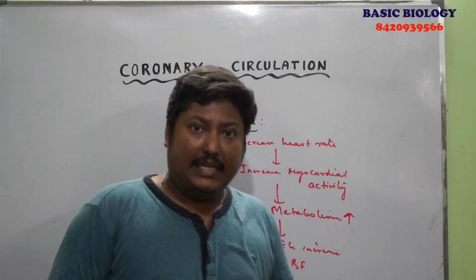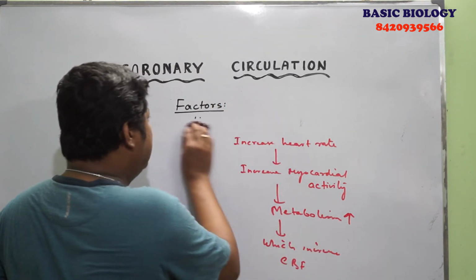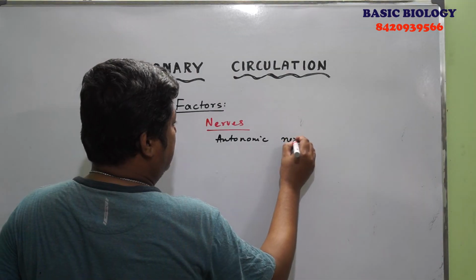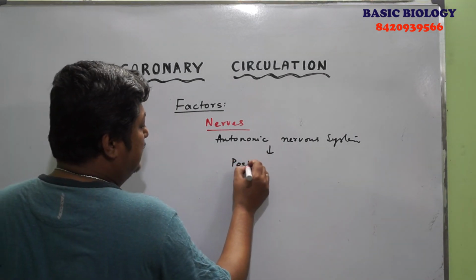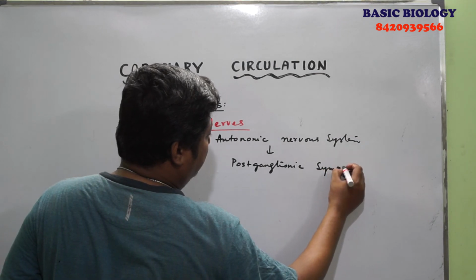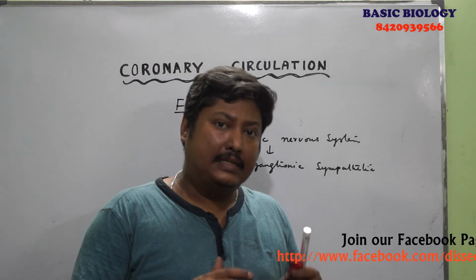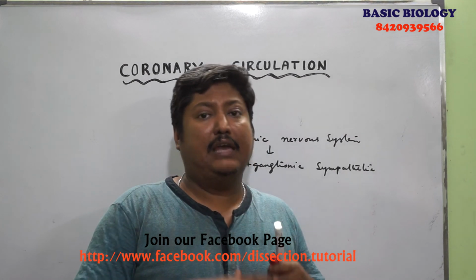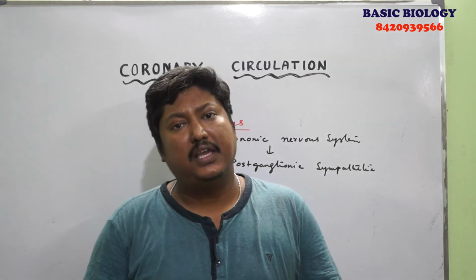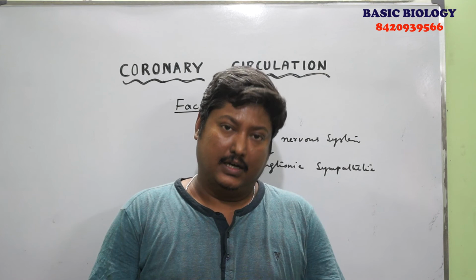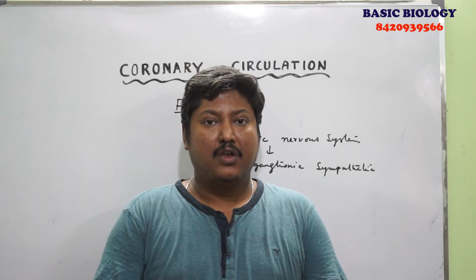And the last but not the least is the nervous system. In the coronary bed, the nerve supply is from the autonomic nervous system. The nerves of the autonomic nervous system, mainly the post-ganglionic sympathetic nerves, the sympathetic subdivision, supply the coronary bed, and the regulation, the contraction, everything is regulated by these nerves. So the coronary circulation plays a very important role in regulation of the heart, and it keeps the heart active throughout our lives.